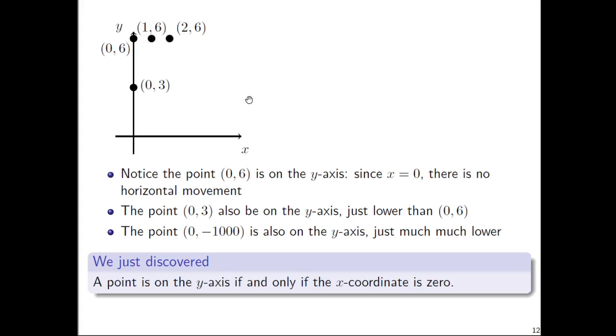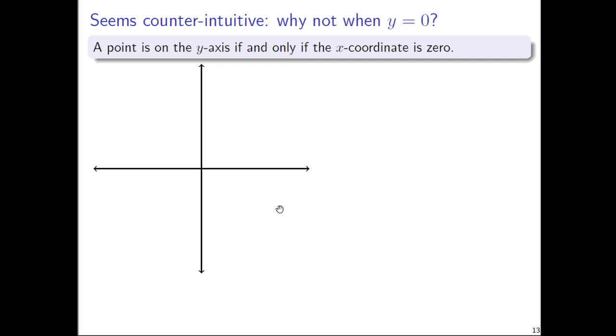In other words, and this is really key, we're going to use this quite a lot over the next several days: a point is on the y-axis if and only if the x coordinate is 0. So look at this point 0, comma 6, which is on the y-axis. The x coordinate is 0. It seems a little counterintuitive, right? Why not when the y coordinate is 0? Well, it really goes like this. A point is on the y-axis if and only if the x coordinate is 0.